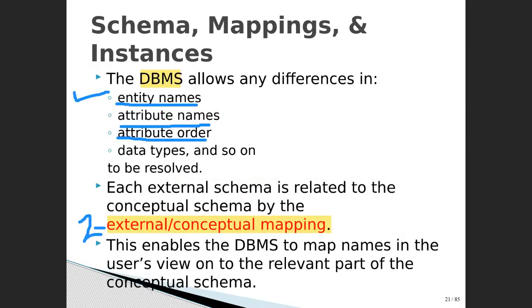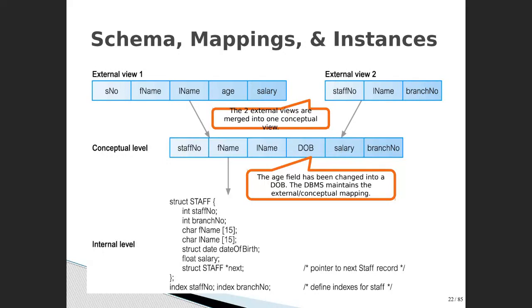conceptual. Okay, so attribute names might differ, attribute orders, data types, everything can be resolved after mapping. It's related to each other and enables it to map the names. If it is different, it will be mapped. It will correspond with whatever is stored logically in the conceptual level. Let's see an example here. This is a good example actually of mapping between these 3 levels or schemas.